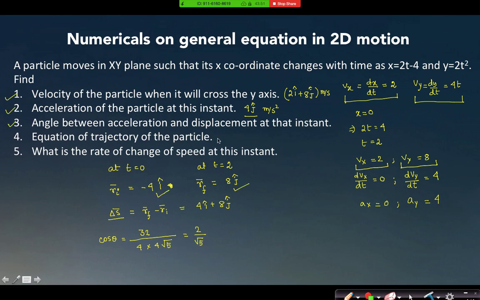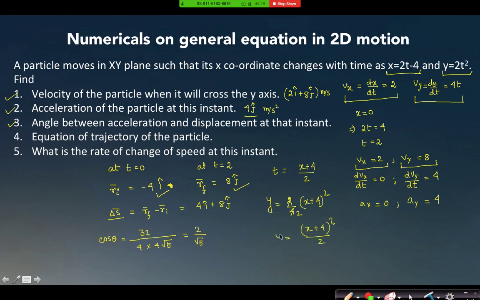What is the equation of trajectory? How do I find equation of trajectory? It is given in your question as x as a function of time and y as a function of time, right? So I will put the value of time from the function of x in the function of y. What is time? You can see it is x plus 4 by 2. So can I say y is equal to 2t square? So 2 by 4 into x plus 4 whole square. Right? So y is equal to x plus 4 whole square by 2.